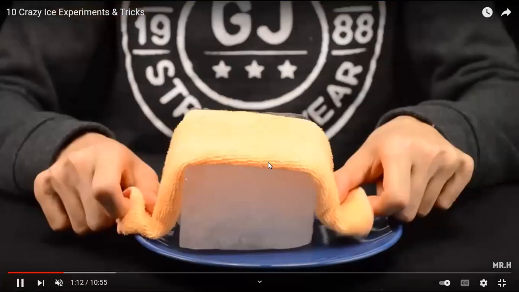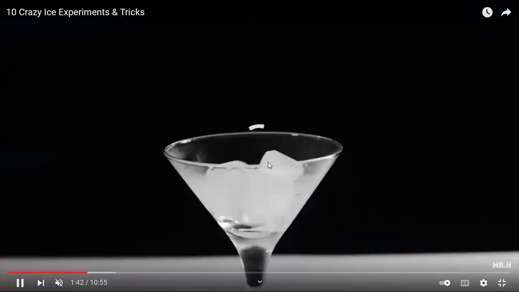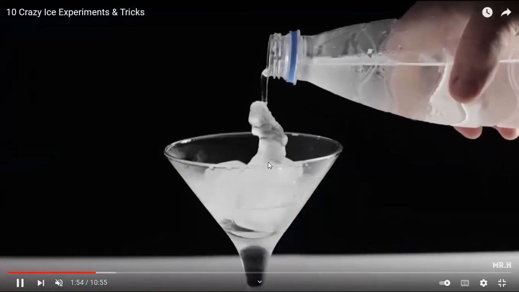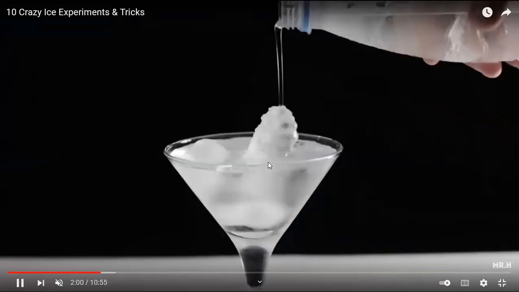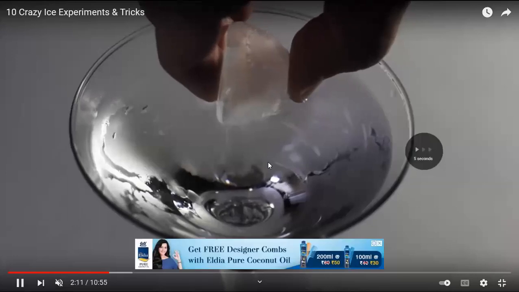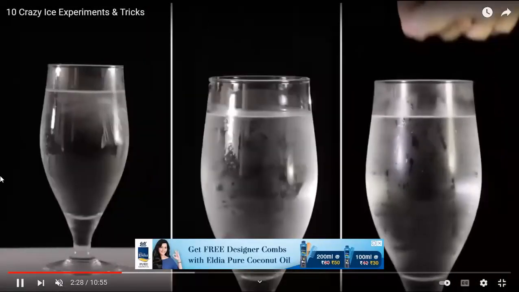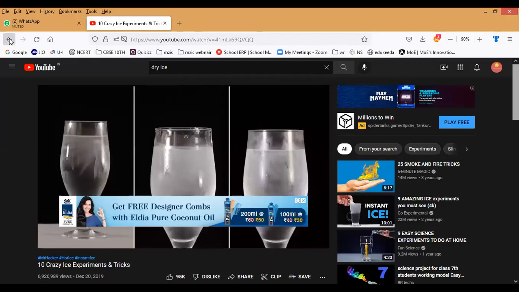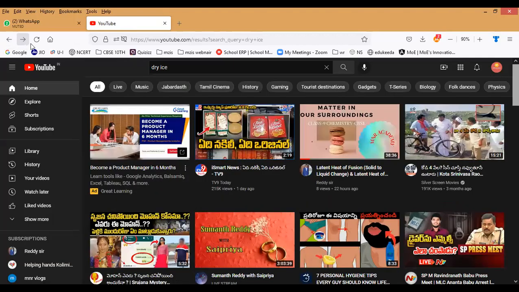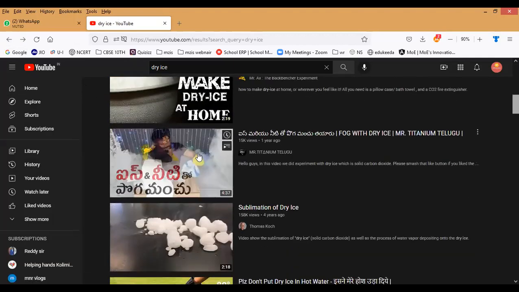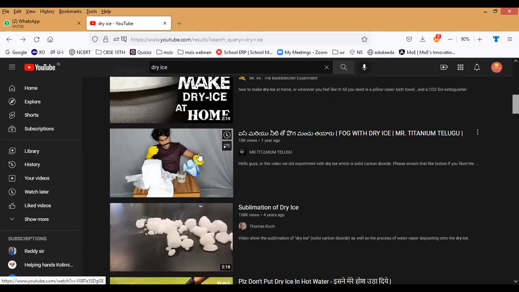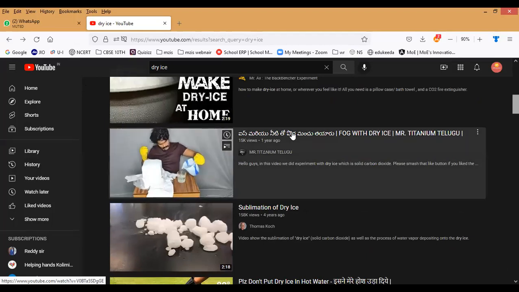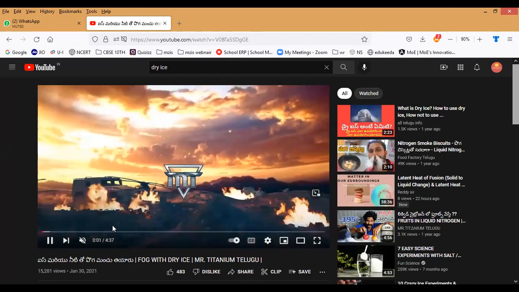These are ice experiments he is doing. So let us see where it is present. Wait, I will show you. You can see here, this is actually in Telugu. I don't want to keep the voice.